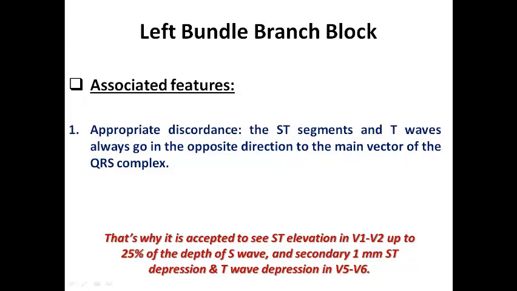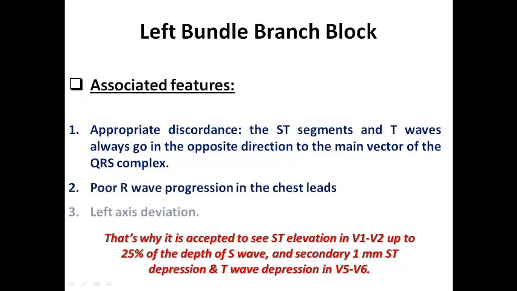This is what we call discordance, and of course we are discussing this topic in more detail in the lecture of ischemic change in the ECG, in the topic of Sgarbossa criteria. And don't forget that, of course, in most of the cases, left bundle branch blocks show poor R wave progression in the chest leads plus left axis deviation. So left bundle branch block can show appropriate discordance, poor R wave progression, and left axis deviation.